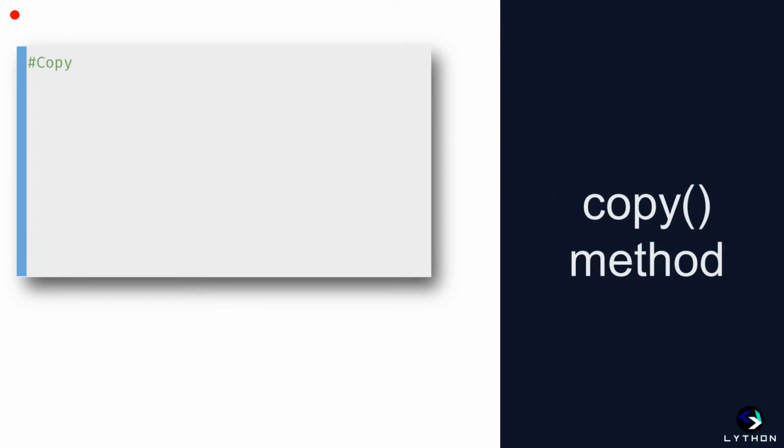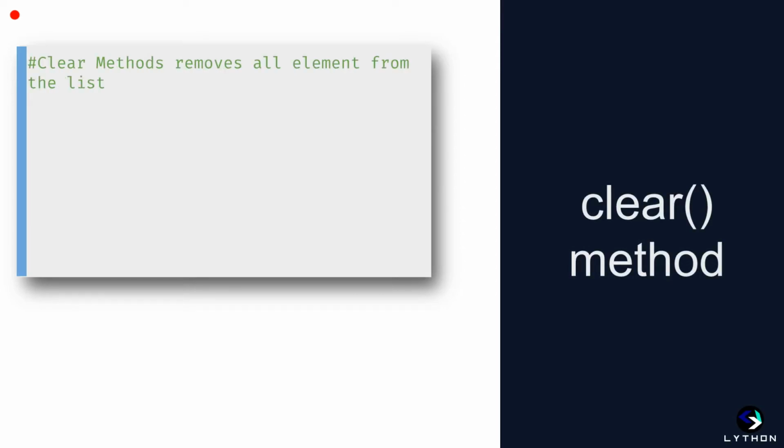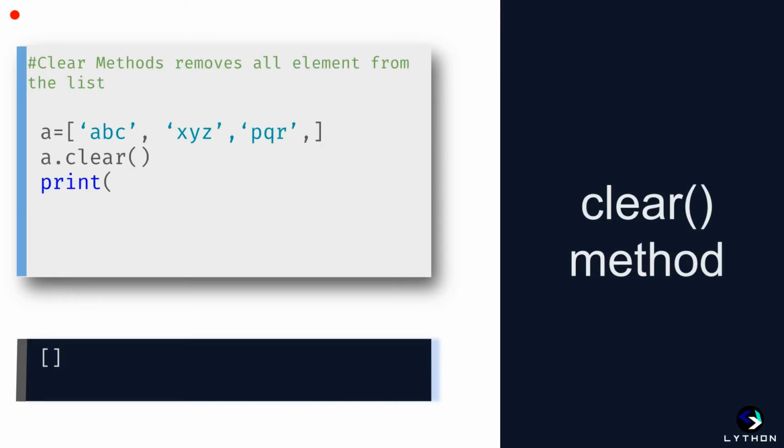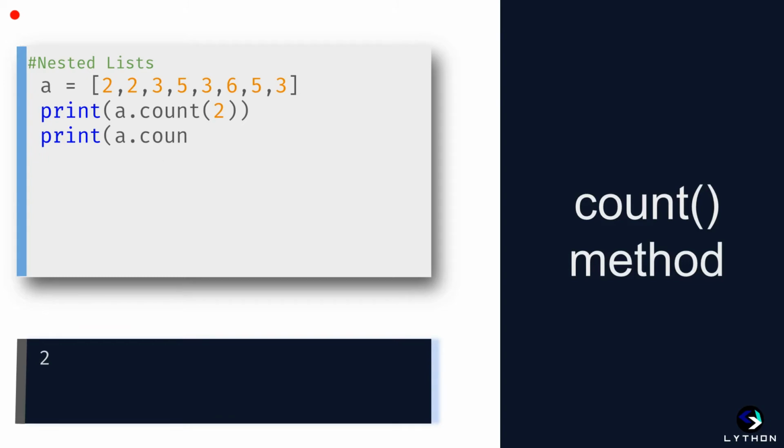Copy method. The copy method returns the shallow copy of the list. Clear method. Clear method removes all the elements from the list. The next is count method. It returns the count of element present in the list.